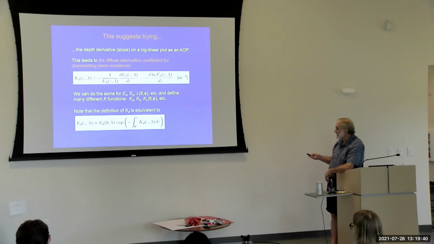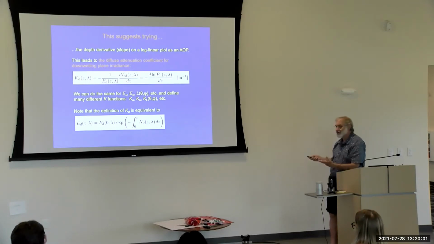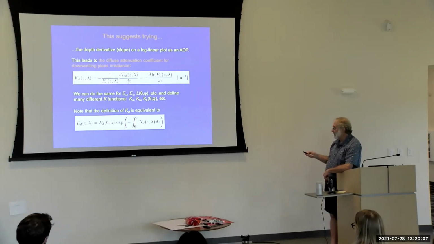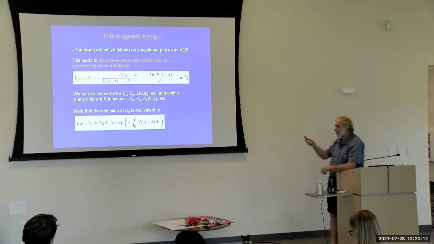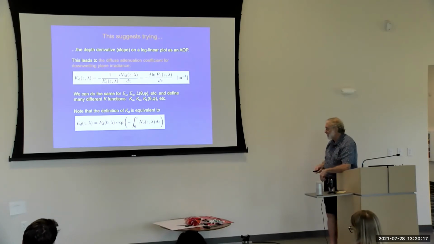And of course, d of something over something is d of log something. So you'll often see that KD is called just the log derivative of ED with depth. Notice that whatever units irradiance has cancel out, and the K function has units of 1 over distance. So let's try that. We could do the same thing for EU or LU or any of those things, and you can come up with a whole family of K functions for downwelling irradiance, upwelling radiance, PAR, and so on.